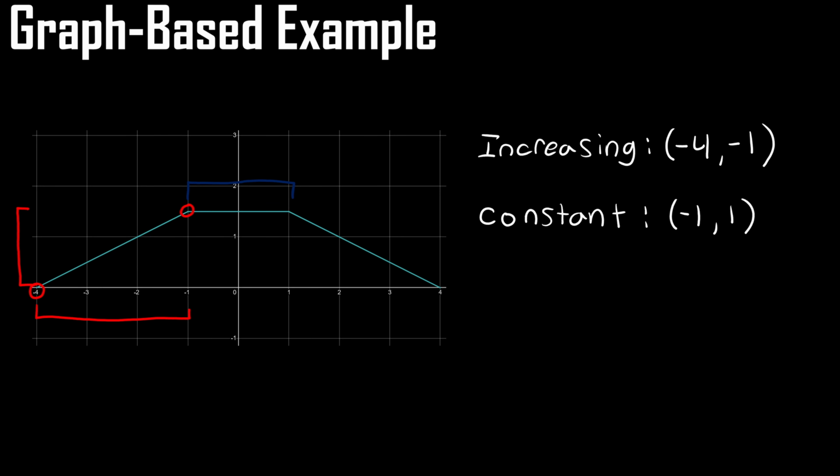Now, we can see from 1 to 4, our x values are getting larger, they are increasing, but our y value is decreasing. So this is decreasing from 1 to 4. So our decreasing interval will be 1, 4. And that is how you would determine a function's behavior via a graph.